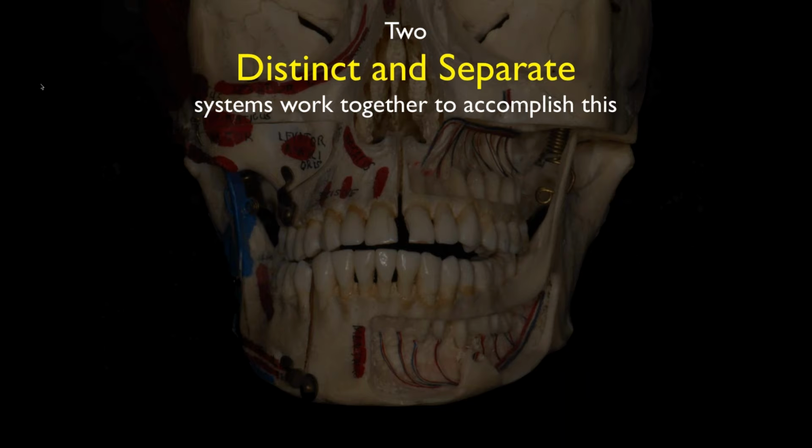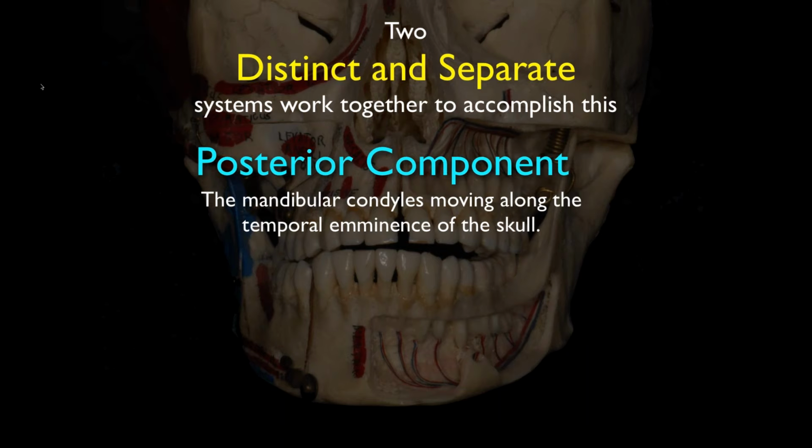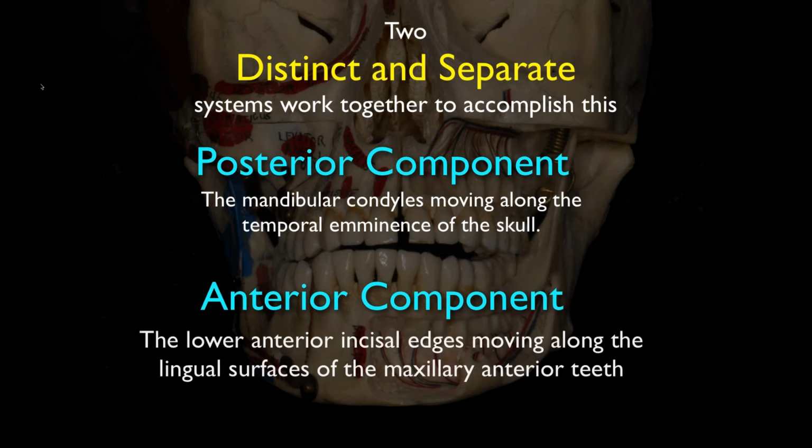But if we look at this whole system, there are two distinct and separate things that work together. There's a posterior component of occlusion and function, which consists of the mandibular condyles and the eminence in the skull, the temporal eminence of the skull. The anterior component of mastication is the lower anterior incisal edges moving along the lingual surfaces of the maxillary teeth, or in other words, anterior guidance, as we've come to call it. These two things are completely separate, and we're going to look at them one at a time.